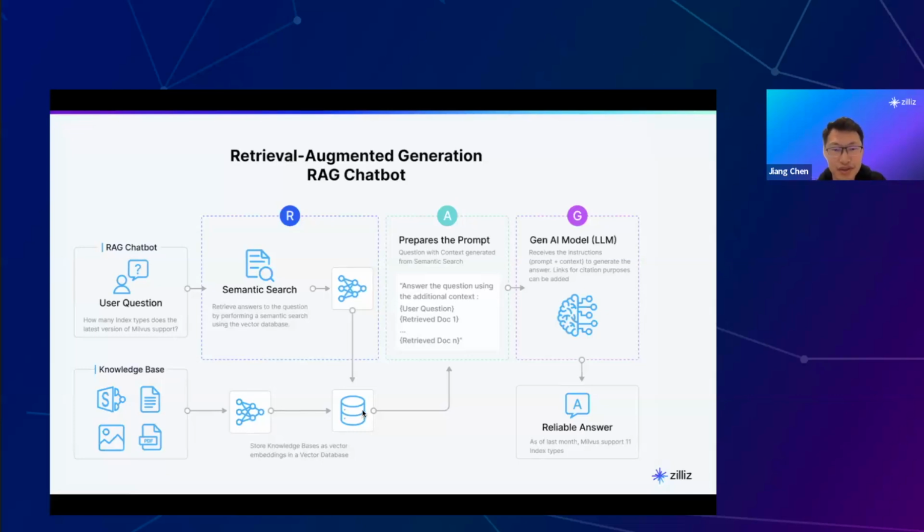So once we retrieve the top K documents from the vector database, we can compose the prompt with the user question, the retrieved docs, and some instructions, and send it to the large language model. The large language model will be smart enough to do some reasoning and summarization, and then eventually provide a high quality answer that matches the user's expectation. In this example, it will answer that as of last month, it supports 11 index types, instead of just making something up.